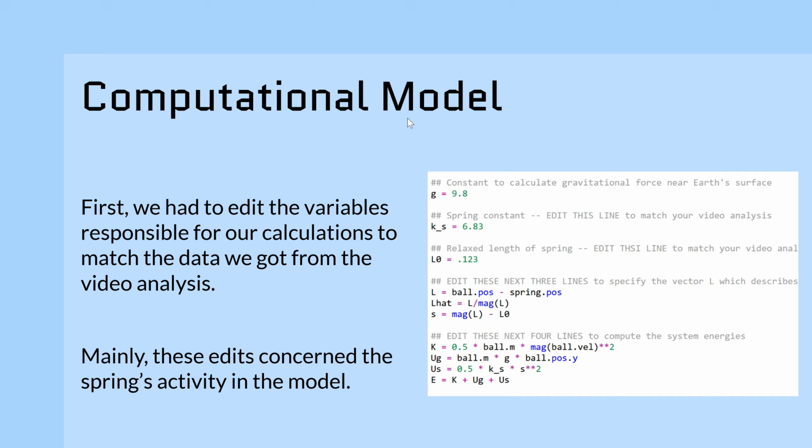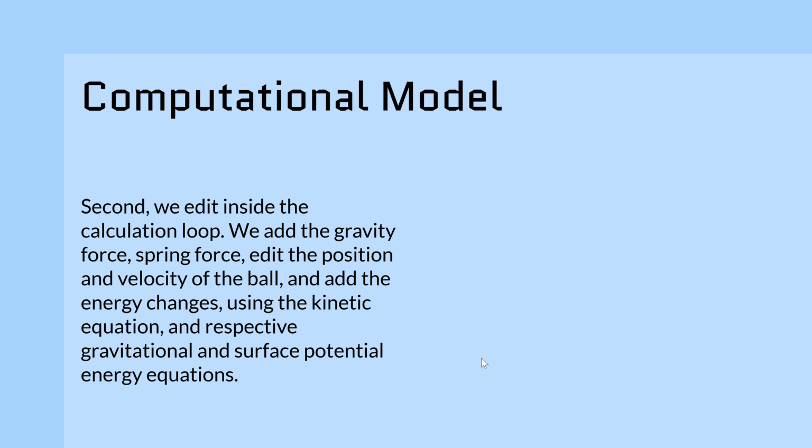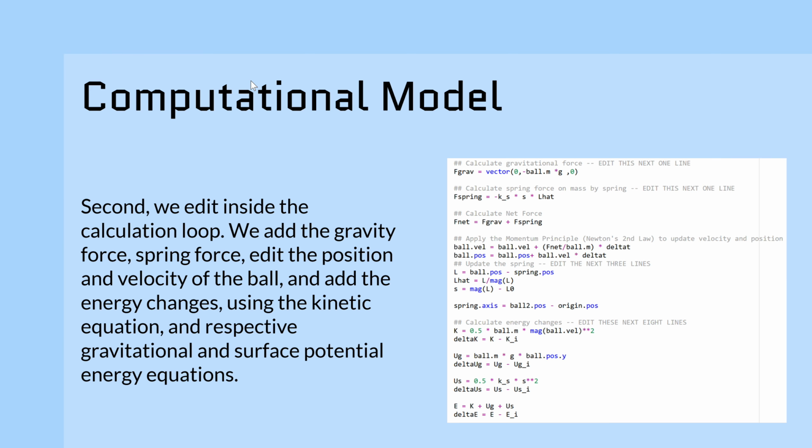For our computational model, first we had to edit the variables responsible for our calculations to match the data we got from the video analysis. These concern the spring's activity in the model. So we edited L to be the ball position minus the spring position, L hat, and S to be L over the magnitude of L, and the magnitude of L minus the relaxed position. Then we were able to find the kinetic energy, gravitational and surface energy, and total energy. Furthermore, we put these into the calculation loop.